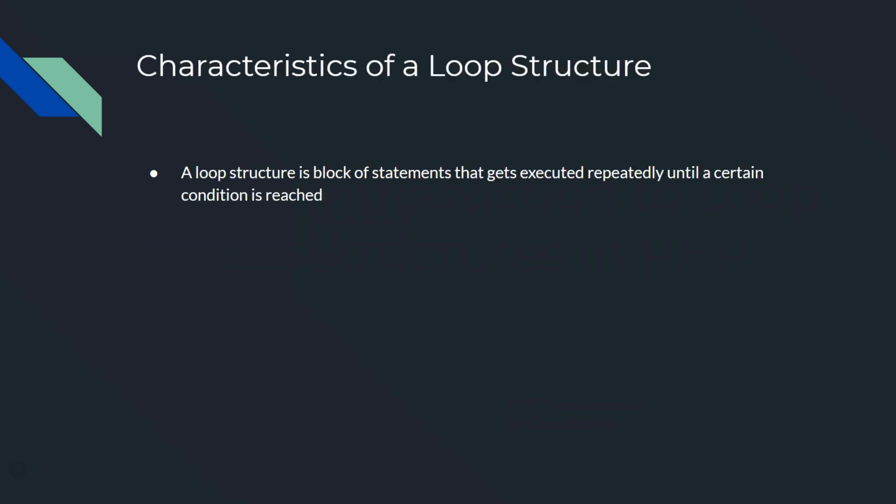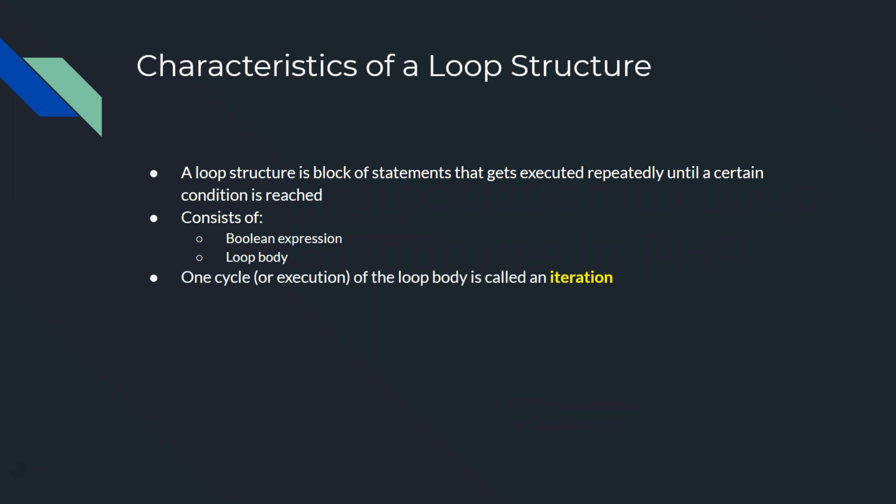A loop structure is really just a block of statements or a series of statements that gets executed a number of times until a certain condition is reached. And a loop usually consists of a Boolean expression, you need that, and a loop body. Okay, and then one cycle or one execution of the entire loop body is referred to as an iteration. You will hear this term many times in the lecture as well as in other languages.